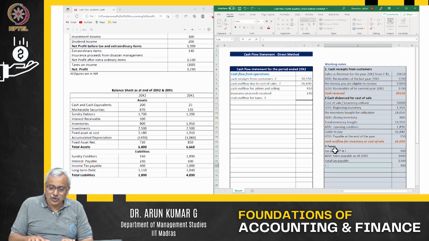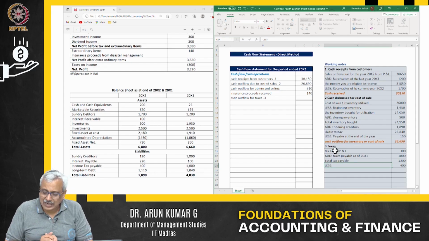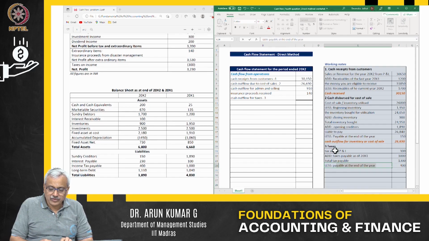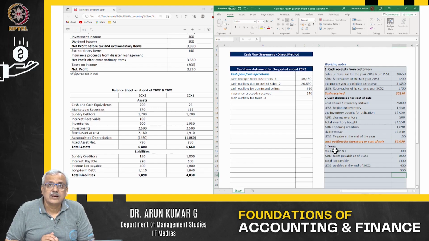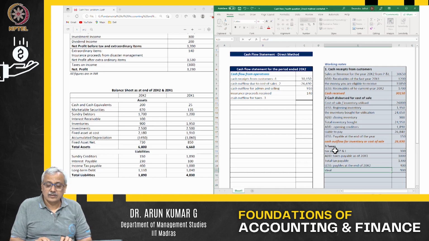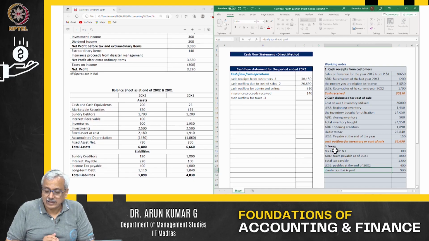So what is the amount that you have paid? The amount that I paid is the total tax payable minus the amount yet to be paid. That is, payables at the end of 20x2 is 400. So the total amount paid on tax is 900. Ideally, the tax that is paid is 900. Why do I say ideally, sir? That is the amount of tax that is paid, 900, agreed.